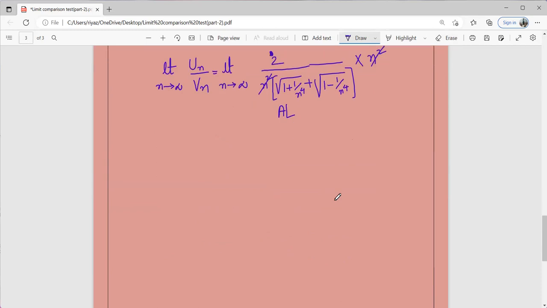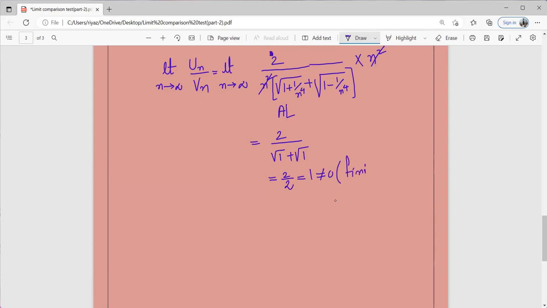Okay. Apply the limit. What happened? As n tends to infinity, what is left of 2 divided by root of 1 plus 0, means root of 1, plus root of 1 minus 0, means root of 1. It means that 2 by 2, which is equal to 1, which is not 0. We are getting a finite value again.